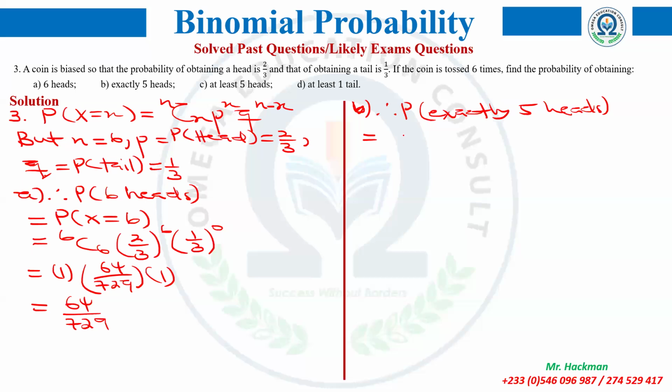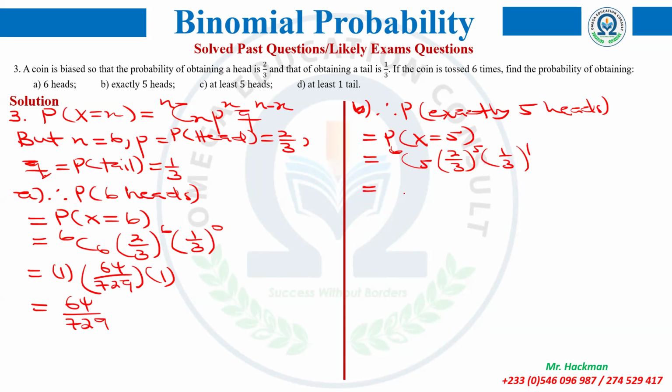Okay, Alan, Stephanie is on the floor now, so you can mute. Stephanie, let's go. Probability of X equal to 5. X is equal to 5. Okay, very good. This is equal to 6 combination 5, open brackets 2 on 3 raised to the power 5, open brackets 1 on 3 raised to the power 1.